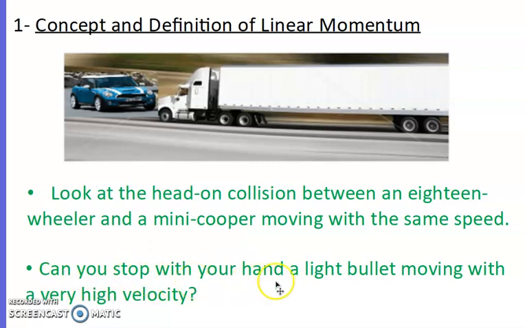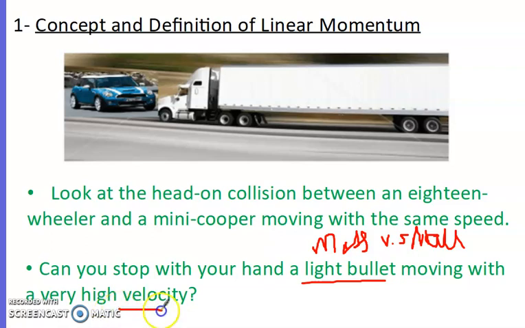Can you stop with your hand a light bullet? I mean here by light bullet, very small mass. It means the mass of the bullet is very small and even negligible, moving with a high velocity. Of course you cannot, right? It means that the effect of motion and the amount of motion also depends on the velocity.